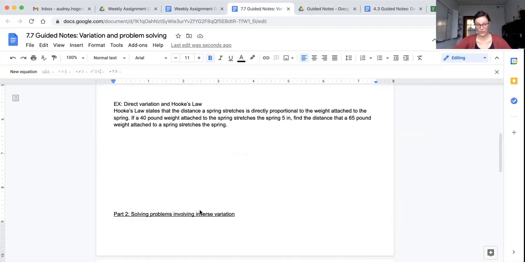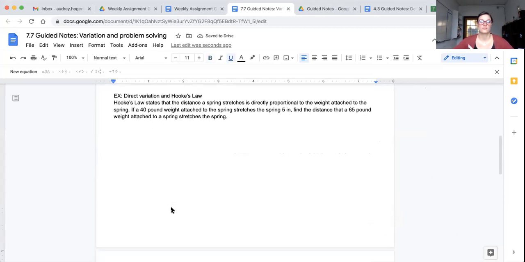Now we're going to do a hard problem. So Hooke's law. Hooke's law states that the distance a spring stretches is directly proportional to the weight attached to the spring. If a 40-pound weight attached to the spring stretches the spring 5 inches, find the distance that a 65-pound weight attached to the spring stretches the spring.